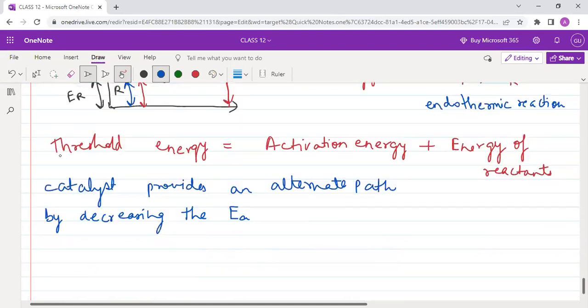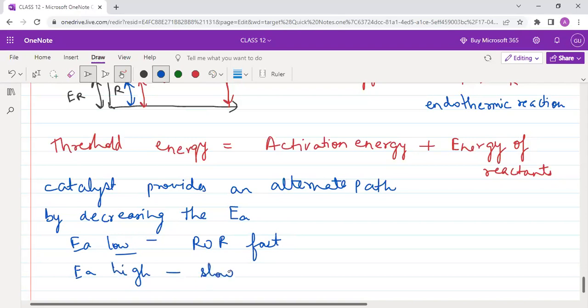So if the activation energy is low, if a lesser amount of energy is required by the reaction, will the rate of reaction be slow or fast? If less energy is required by the reactants, then the reaction will be fast, because they can easily get the energy. But if the activation energy is higher, if they need a large amount of extra energy, then the reaction will be slow. So the lower the activation energy, the faster the reaction, because activation energy is the extra energy required.